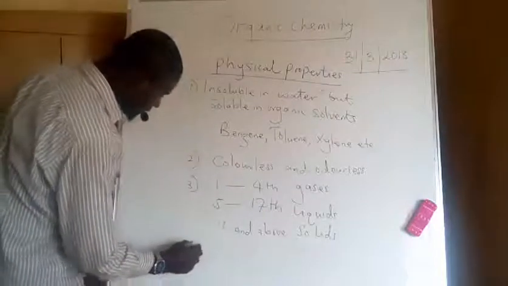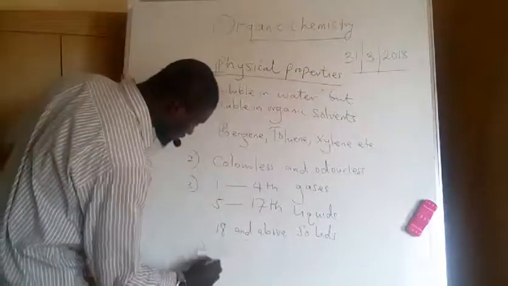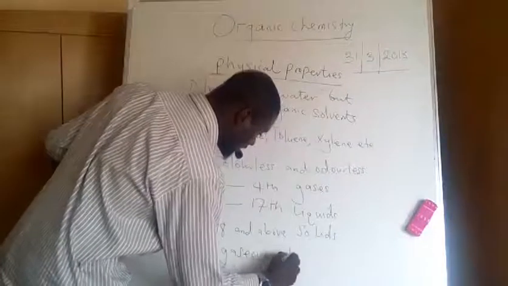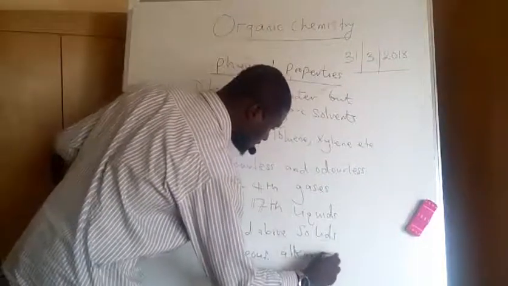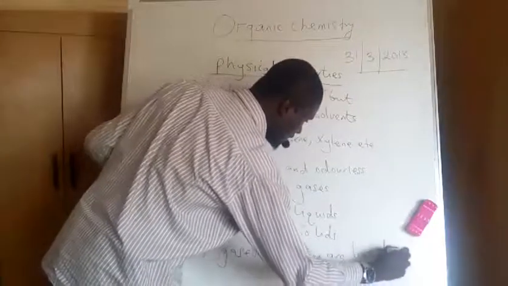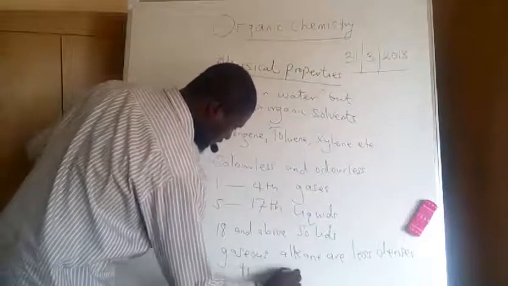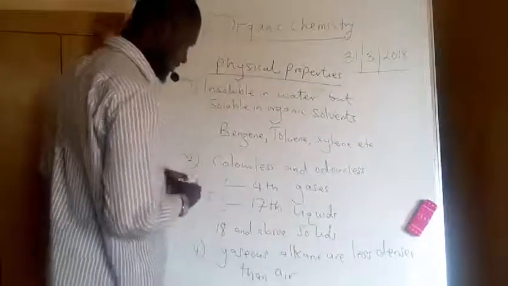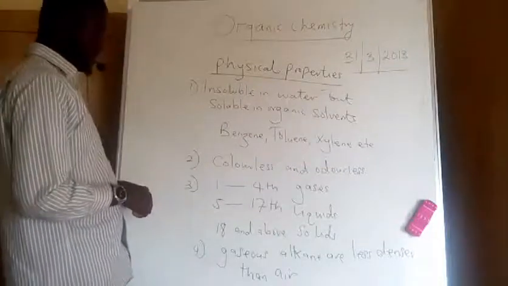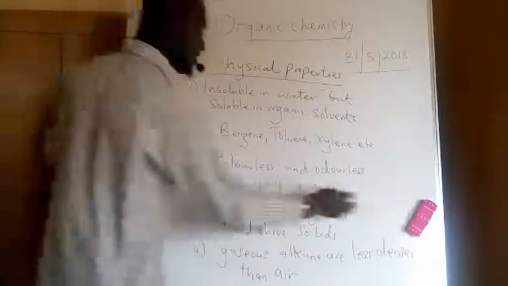Then another physical property is, we say the first member to the fourth member are gases. So these gaseous alkanes are less dense than air. Meaning air is denser than these gaseous alkanes. They are less dense than air. So these are the important physical properties of alkanes.